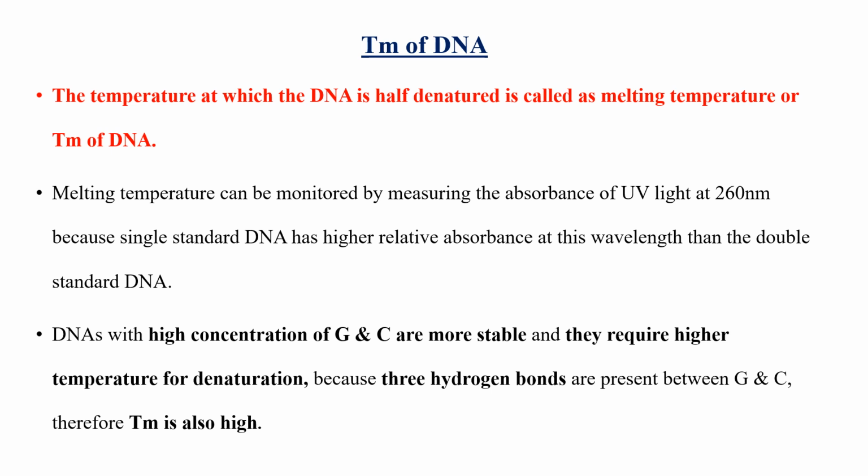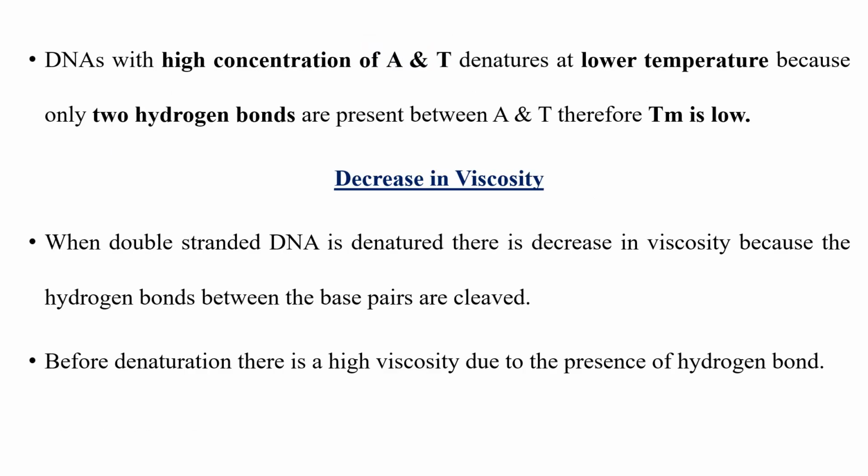DNAs with high concentration of guanine and cytosine are more stable and they require higher temperature for denaturation because three hydrogen bonds are present between guanine and cytosine. Therefore, the Tm is also high. DNAs with high concentration of adenine and thymine denature at lower temperature because only two hydrogen bonds are present between adenine and thymine. Therefore, Tm is low.